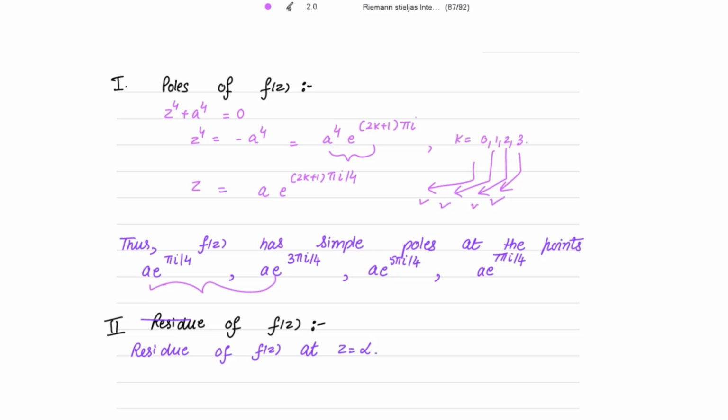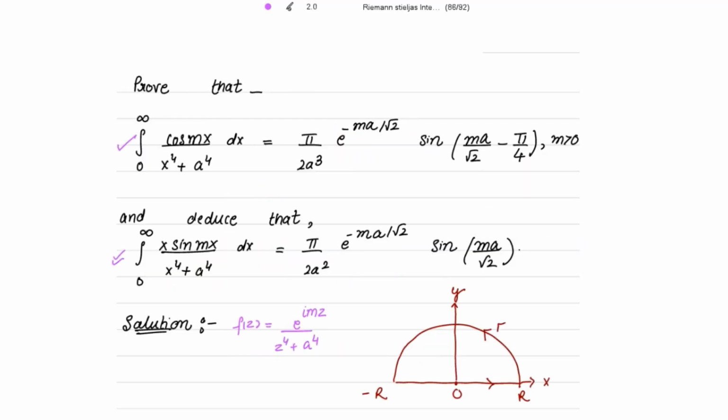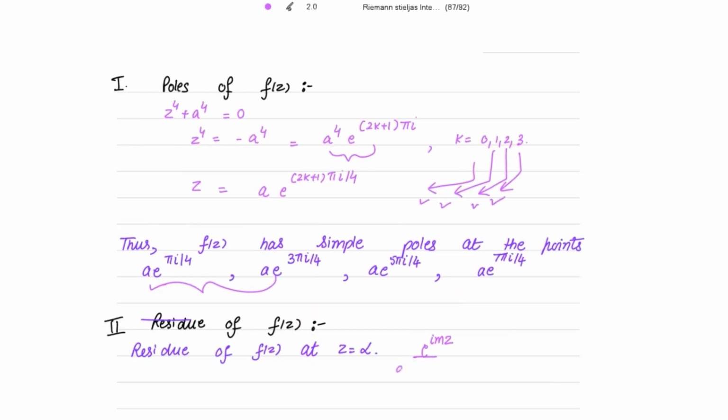Let me consider one of these poles to be z equal to alpha. Let's calculate the residue at z equal to alpha, and then we will put in the values of these 2 poles and add the residues. Now, what is the residue of f(z) at z equal to alpha? There is a formula: write whatever is in the numerator, e to the power iota mz, and then differentiate the denominator with respect to z.